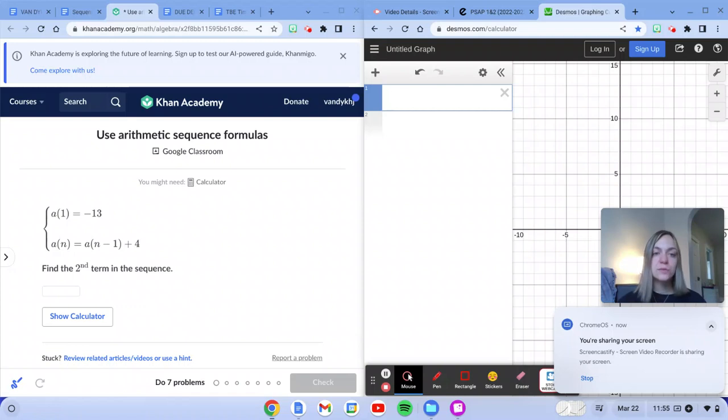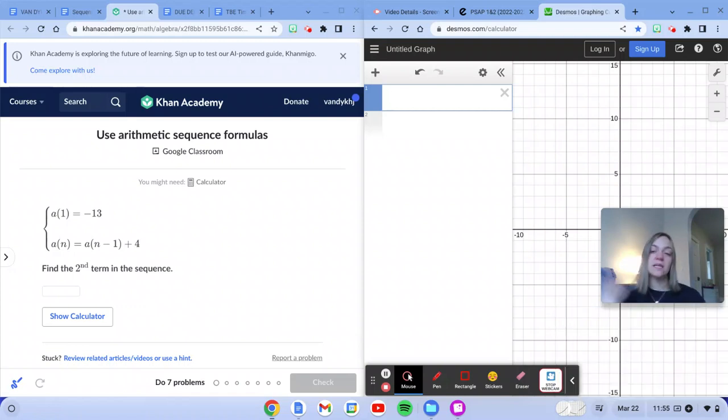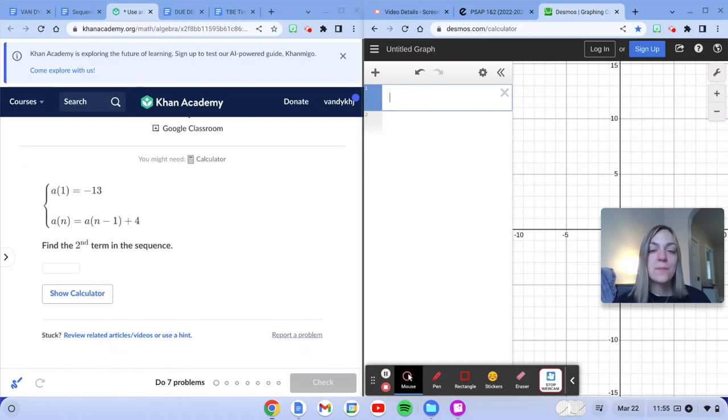Next we're going to use these sequences to help us find other terms in the sequence. Now this looks a little bit funky, but do not worry. Basically, we're given a sequence and it says to find the second term in the sequence. And it's telling us that the first term here is negative 13.